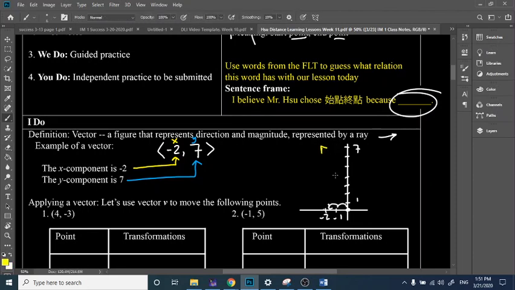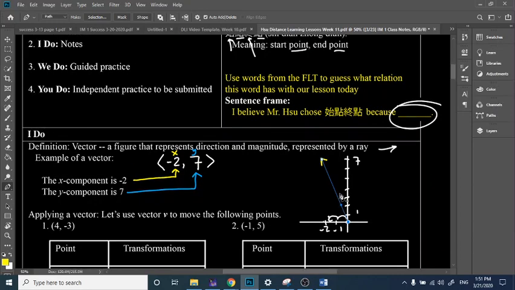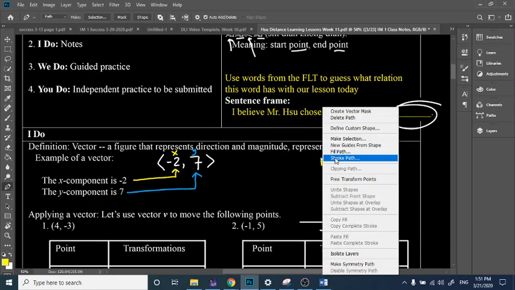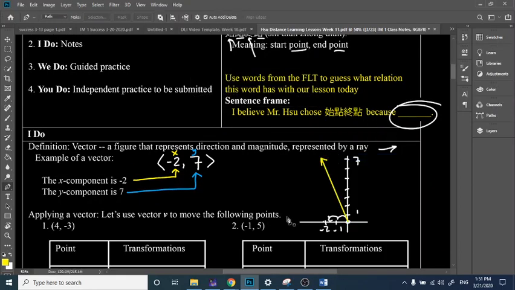I'm gonna use a different color. And I'm gonna connect those 2 points together. And that's going to create a ray. So this thing is the vector -2, 7, if we start from 0, 0.